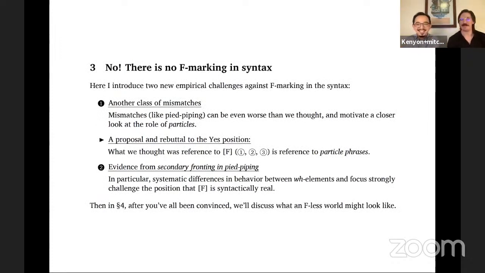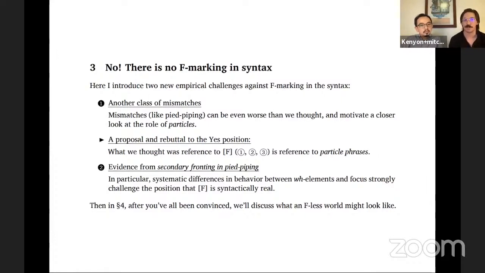No, we can't. So what I'm going to do here is introduce 2, I think, new to the audience empirical challenges against F marking in the syntax. So the first comes from another class of mismatches between what's marked as being the focus and what's logically interpreted as such. This is going to motivate a closer look at the role of particles in the grammar, and I think it's going to motivate a version of one of the theories Mitcho mentioned before that involves particles being placed in the syntax as, you know, the driving force for focus movement, but without any reference to what would traditionally be called F marks.